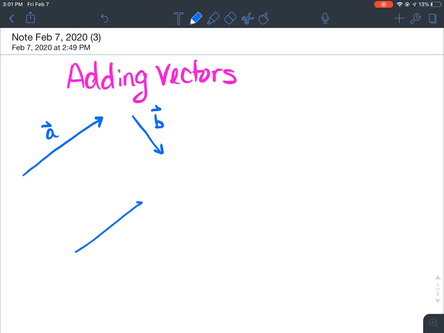So if we have vector A, I'm going to take the tail of vector B and attach it to the head of vector A, like this. And then the vector that will turn this into a triangle is called the resultant vector. Ugh, I can't draw a straight line. And that is what vector A plus B will be equal to, also called the resultant vector. So if we want to add up two vectors, that's how we do it.